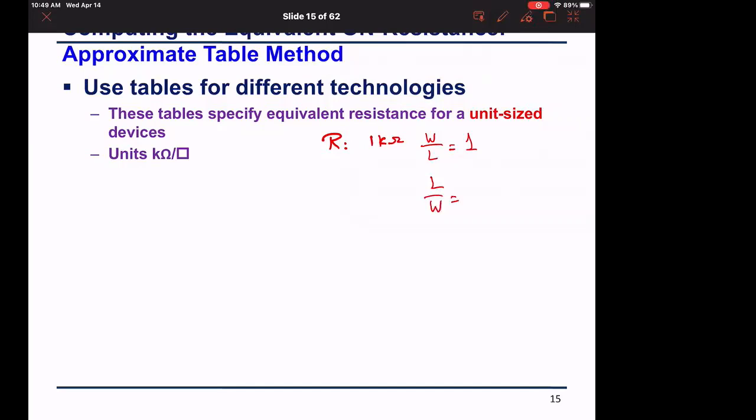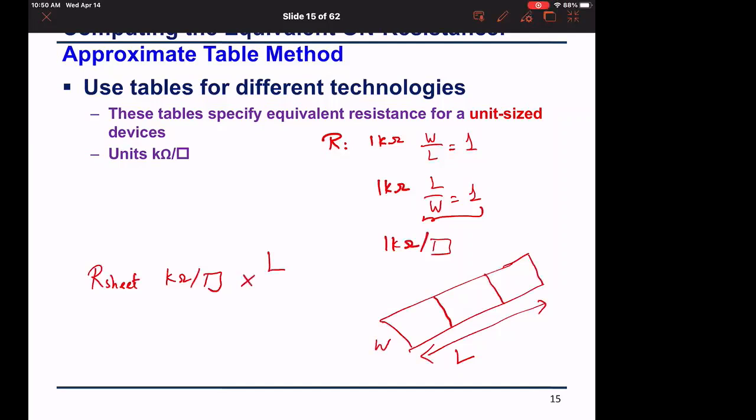Now, if you remember when we talked about the sheet resistance, we said if I have W and I have L for any material, transistor, channel, wire, okay, I count the number of squares, which is L by W, and somebody gave me the R sheet, which is kilo ohm per square. I multiply the R sheet by L by W, and I find the effective resistance.